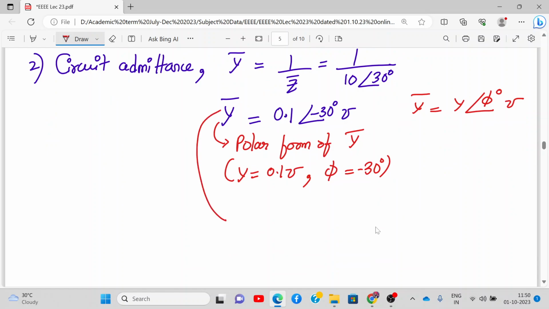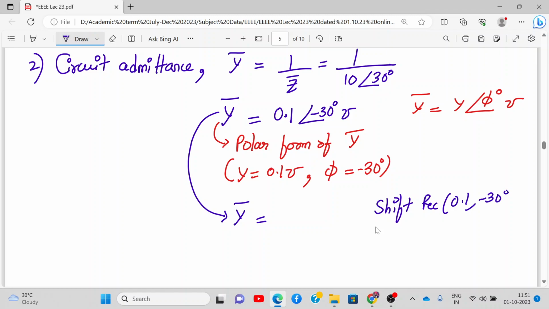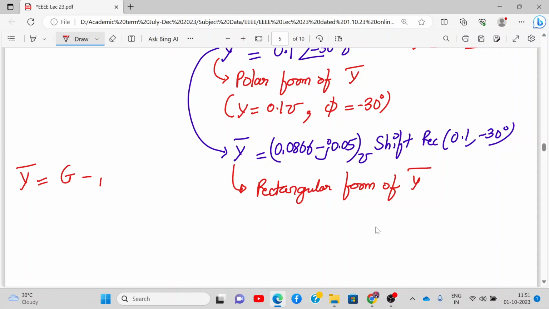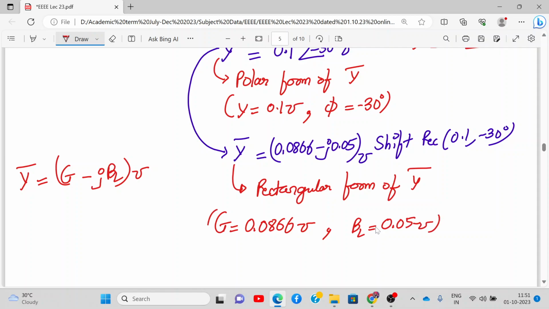So now, can you convert this into rectangular form? Please convert it into rectangular form. So for rectangular form, you will press shift rectangular, 0.1 comma minus 30. Let me know the answer. Yeah, we write it in terms of J. This is the rectangular form of Y bar, the admittance. And what is the rectangular form given by? G minus J BL for an inductive circuit, right? So what is G from here? G is 0.0866 mho, and what is BL? 0.05 mho. Understanding? Yes.